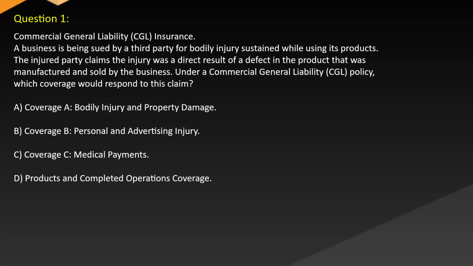Question 1. Commercial General Liability (CGL) insurance. A business is being sued by a third party for bodily injury sustained while using its products. The injured party claims the injury was a direct result of a defect in the product that was manufactured and sold by the business. Under a Commercial General Liability (CGL) policy, which coverage would respond to this claim?